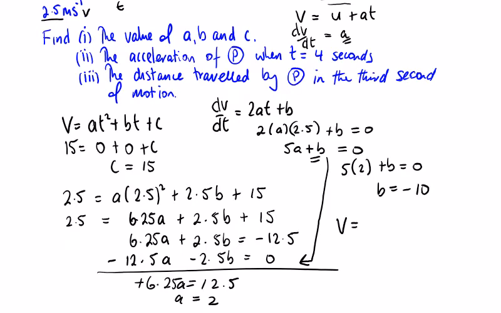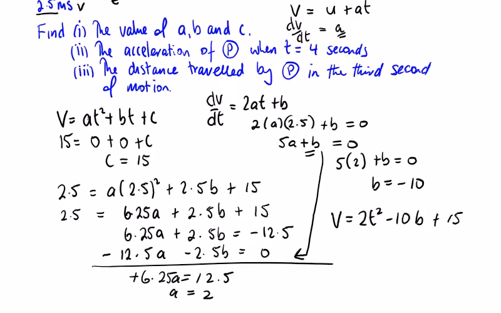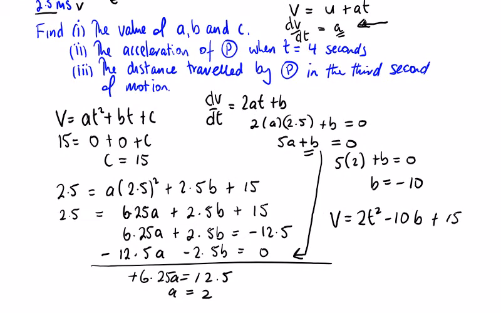So v is equal to 2t squared minus 10t plus 15. Part 2, we're asked to find the acceleration of P when t is equal to 4. Well, we saw already what acceleration is, dv/dt. Now that we have our constants, dv/dt is equal to 4t minus 10. So when t is equal to 4, we plug this in: 4 by 4 minus 10, which is 16 minus 10, which is 6 meters per second squared, or ms to the minus 2.